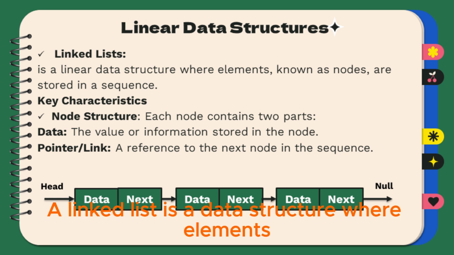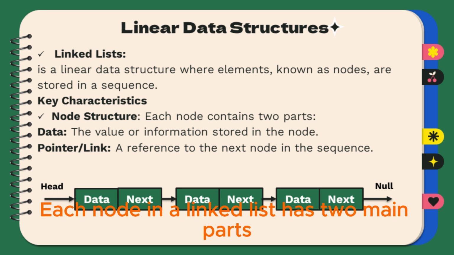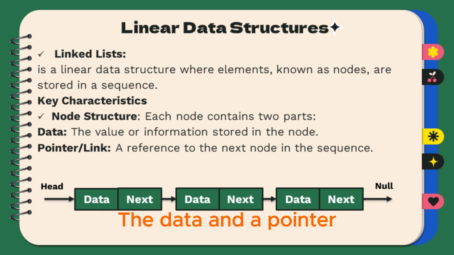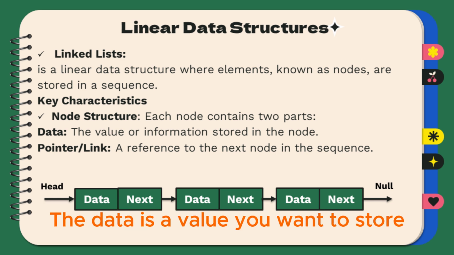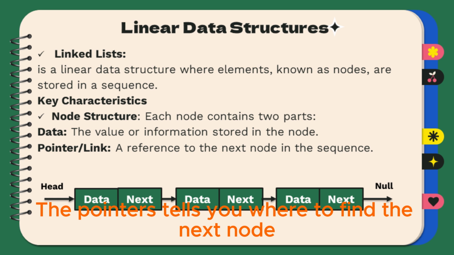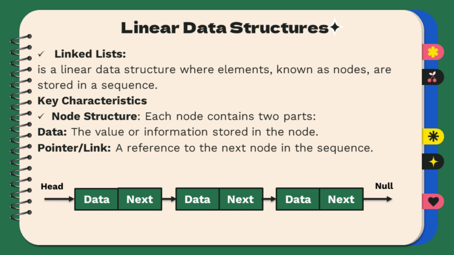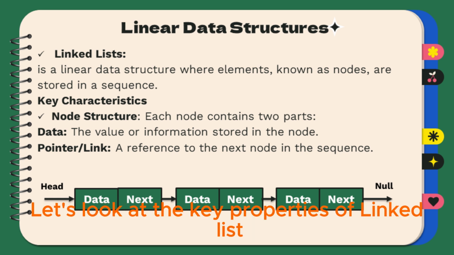A linked list is a data structure where elements known as nodes are stored in a sequence. Each node in a linked list has two main parts, the data and a pointer. The data is a value you want to store, like numbers or strings. The pointer tells you where to find the next node. So if you think of the data as an item, the pointer is your map guiding you to the next item.